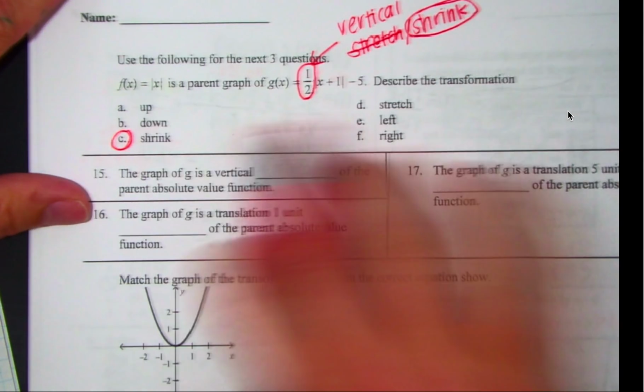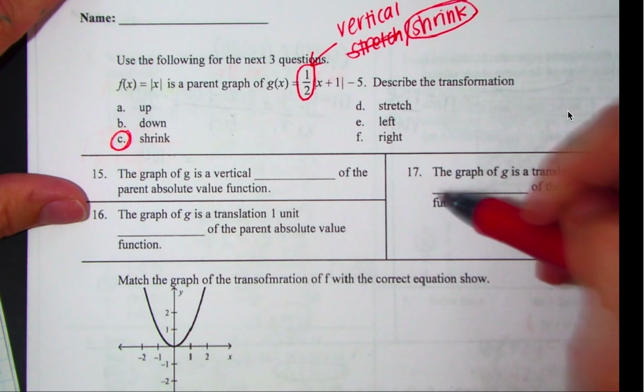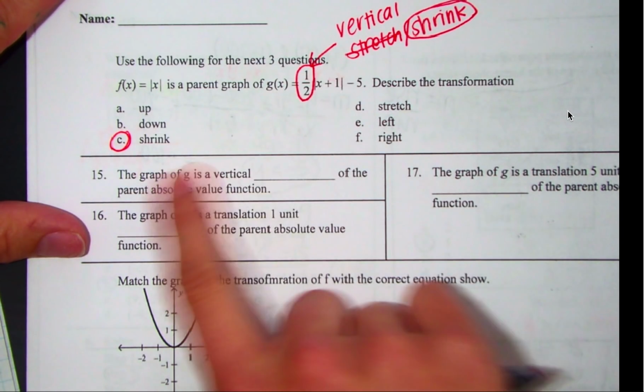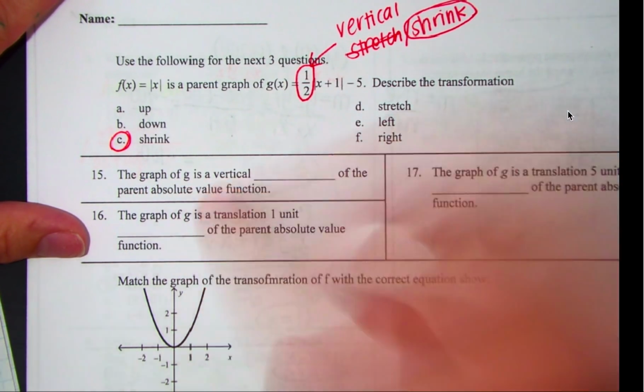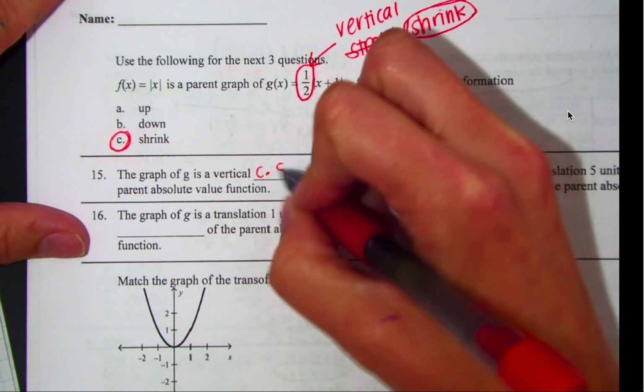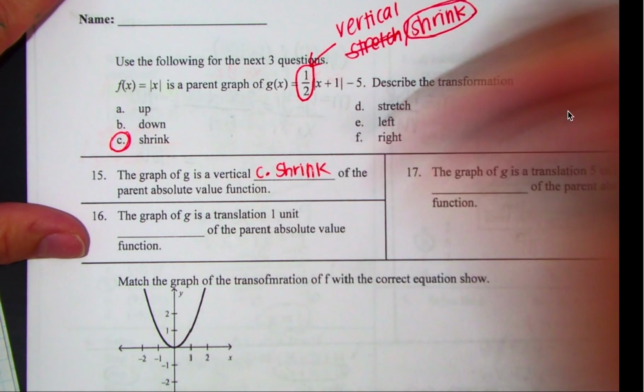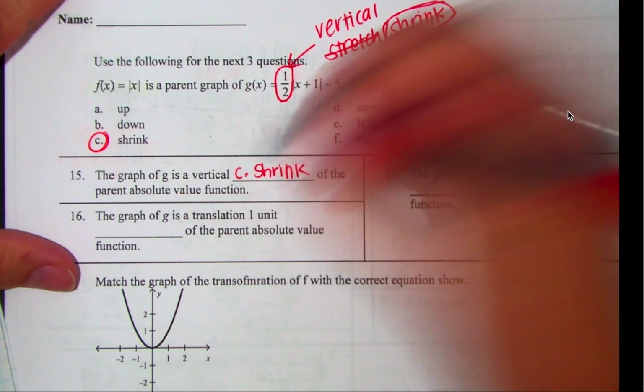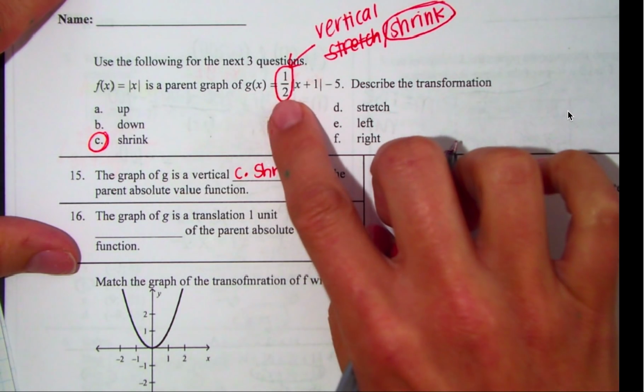You know what? Actually, let me take a step back. 15, 16, and 17 is kind of doing that. So let's look at 15. We're kind of answering that already. The graph of g is a vertical shrink. All right, we got to make sure we're reading the question correctly. My bad. All right, so we're going to say C for number 15, shrink because of that 1/2 out in front.